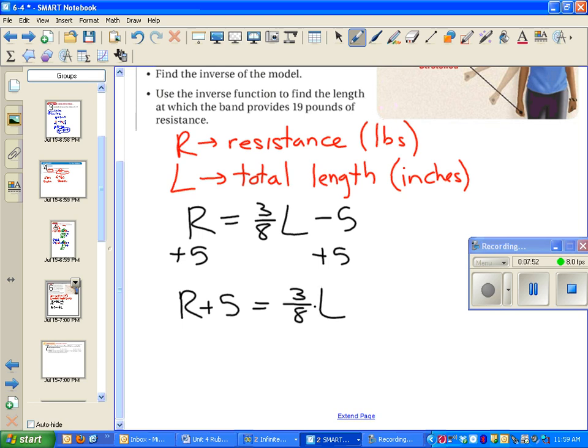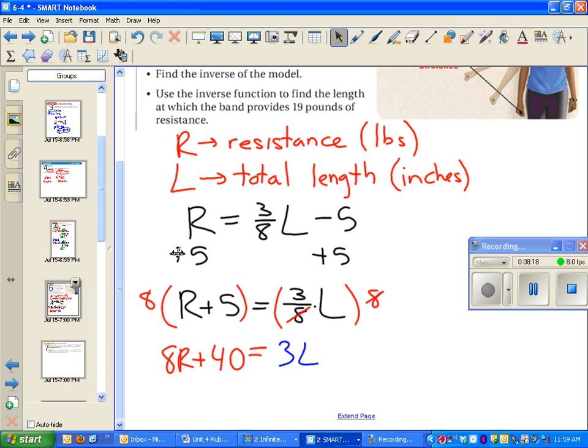We can multiply everything by the reciprocal, or if that's confusing, we can also just take it in 2 steps. Right now, it's 3 over 8, so we're going to multiply both sides by 8. When we do that, these 8s reduce out. 8 over 8 is 1. So on the right side, we just have 3L. And on the left side, we have 8R plus 40.